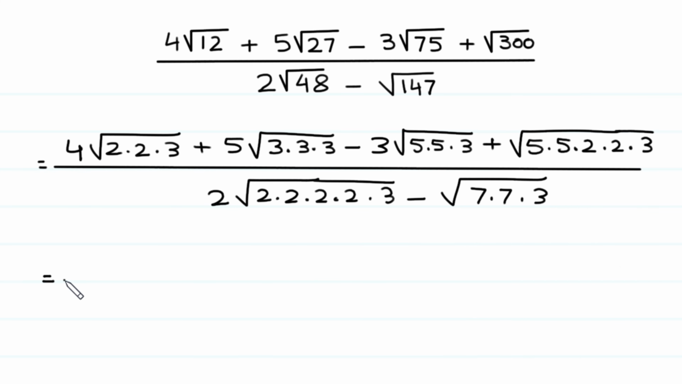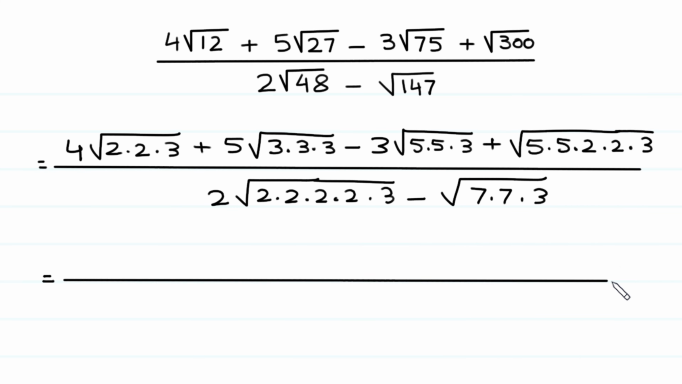Next, we have the pairs 2 times 2, 3 times 3, 5 times 5, 5 times 5, 2 times 2, 2 times 2, 2 times 2 and 7 times 7.